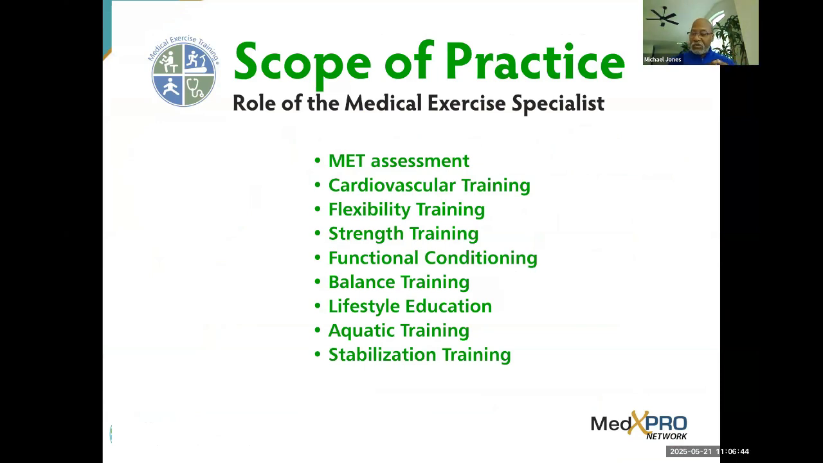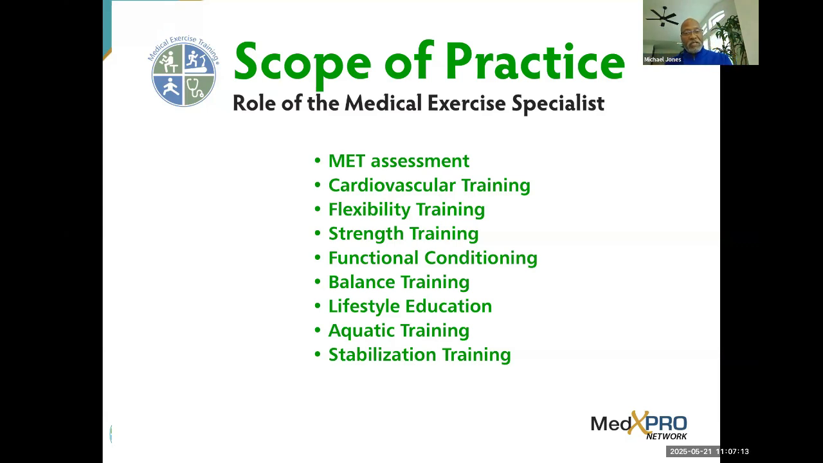Providing medical exercise services to the client with a medical condition includes the following: MET assessment, along with cardiovascular training, flexibility training, and strength training. Then functional conditioning, which is taking cardiovascular, flexibility, and strength training, mixing and matching them together so that the program is specifically designed to meet the functional needs that the client has in their daily activities, whether they're home-based, work-based, or recreational-based.